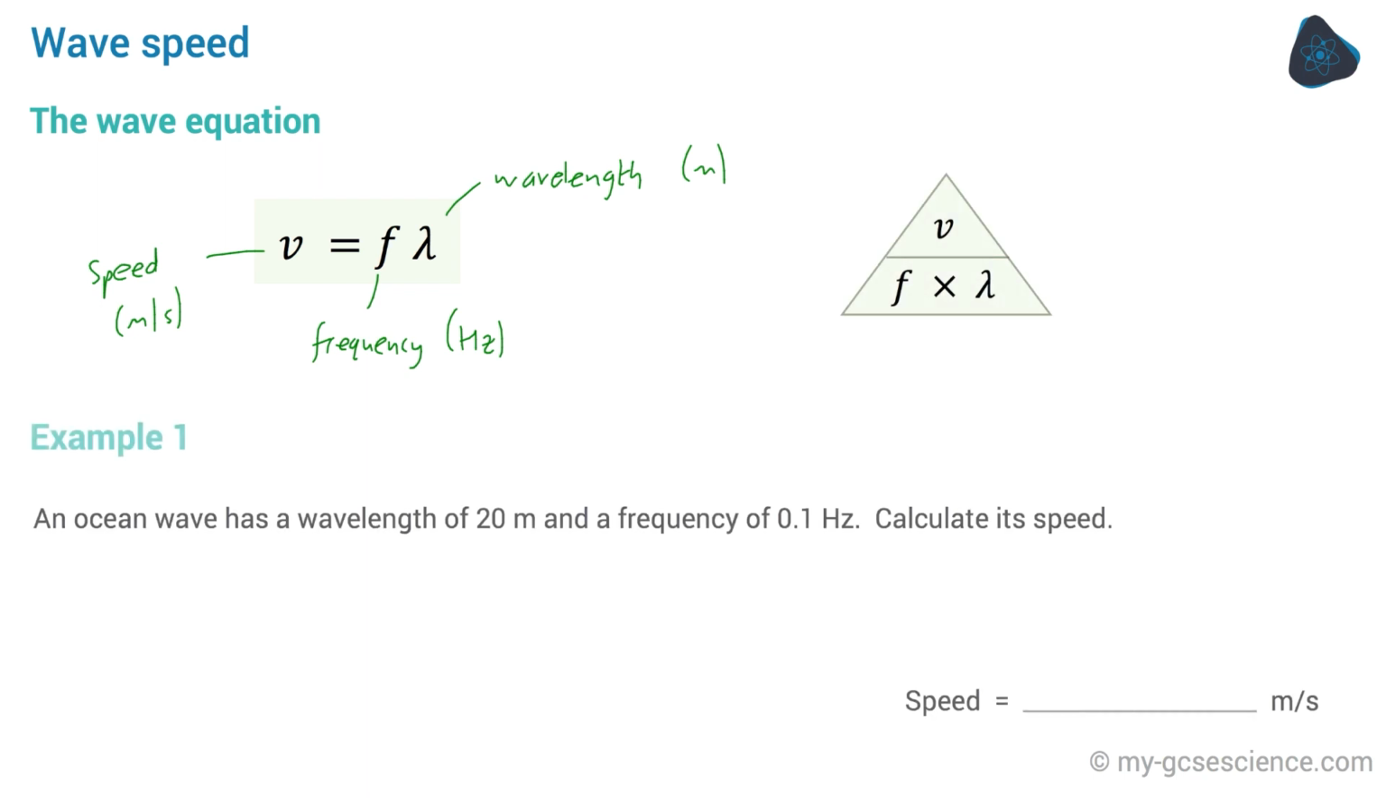Let's have a go at this example. Using v equals f lambda, then subbing in that becomes 0.1 times 20 to give a speed of 2 meters per second.